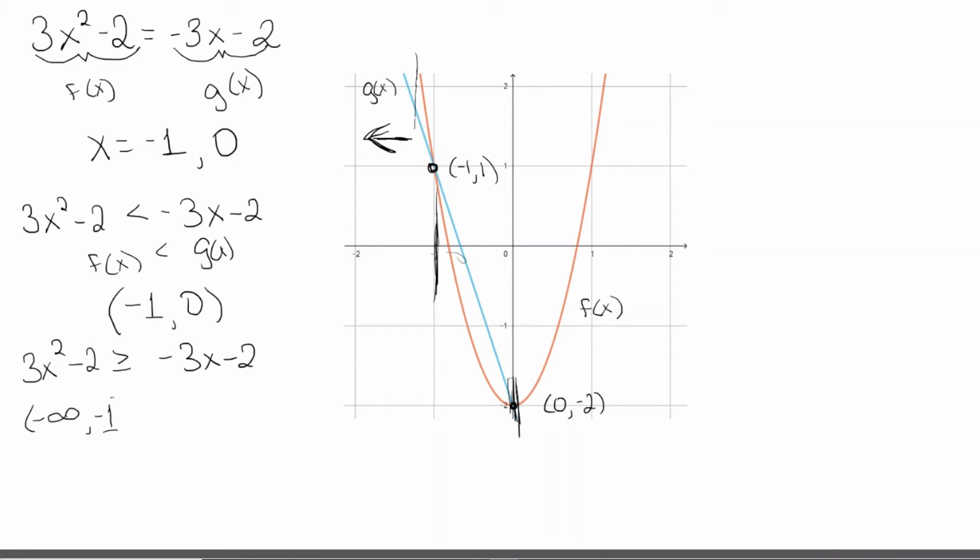Since this is greater than or equal to, I'll use a square bracket. We use our union symbol to represent or, and then over to the right of 0, my blue line goes down off this graph much lower than this orange curve. So over here, the orange curve is on top as well. From 0 to infinity.